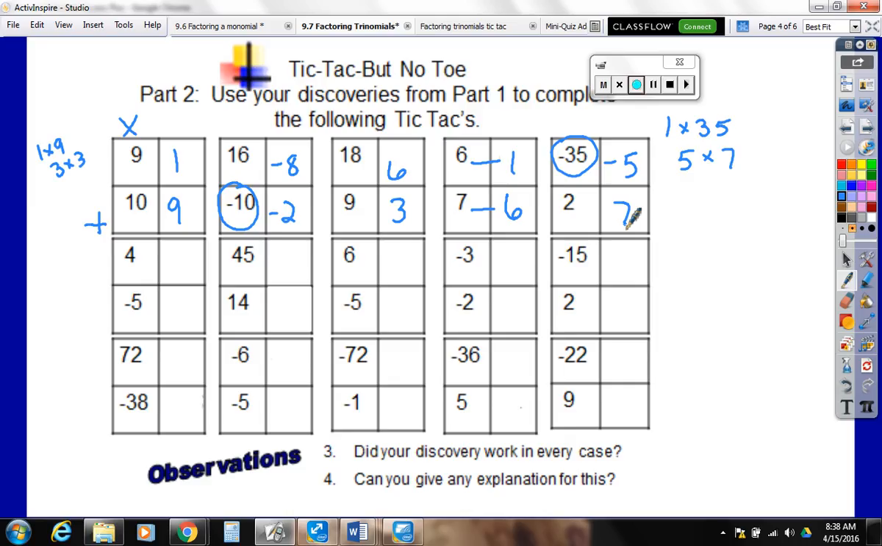Brittany, how about this one? Negative 4 and negative 1. Good. Those multiply to give us 4, and they add to give us negative 5. Karsten, next one. 9 and 5. Good. 9 times 5 is 45. 9 plus 5 is 14. Just taking a test. Austin, do you have the next one?